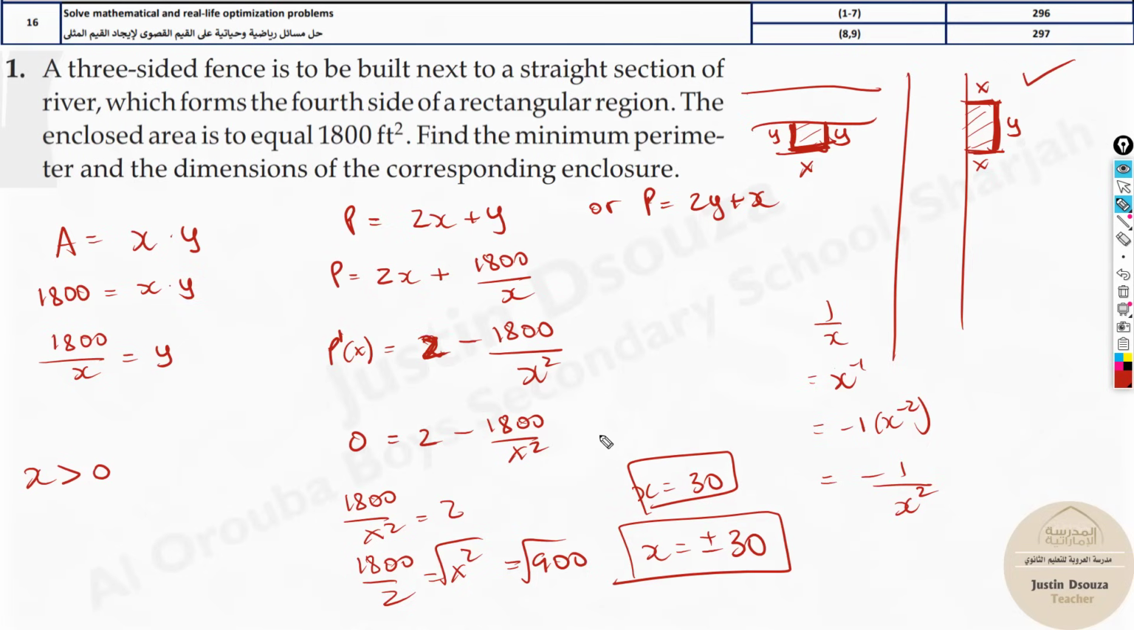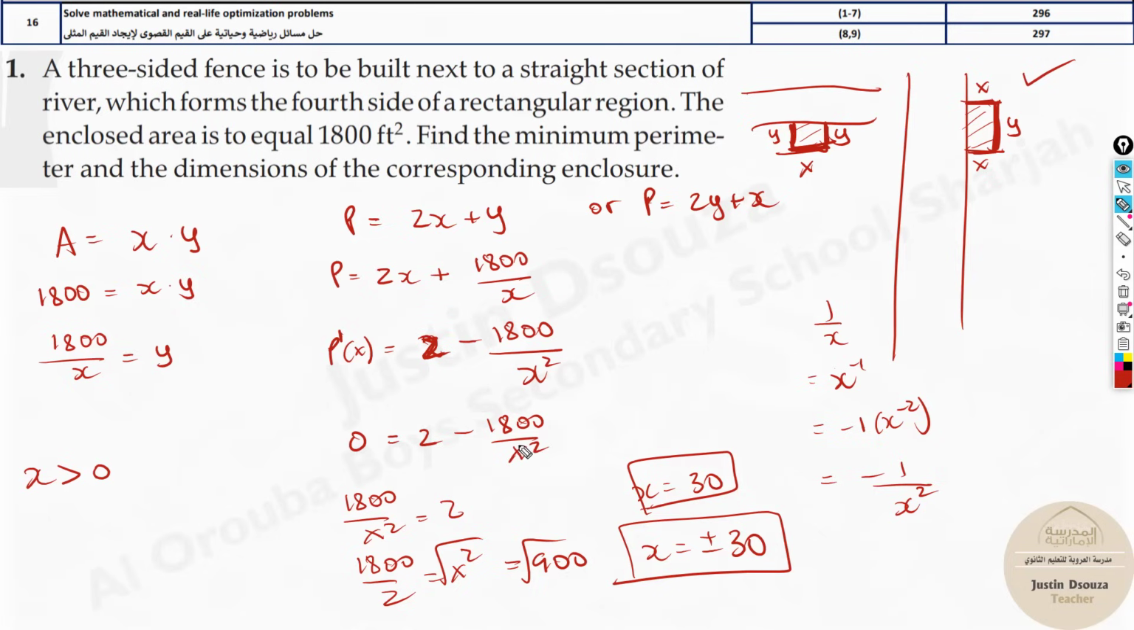And there are no endpoints over here. x can be greater than 0 until any point. So that's fine because we have no clue what the x is, right? So now we need to find the minimum perimeter. In fact, in almost all the problems, we can just take this as the minimum perimeter value. So x must be 30 and then you can find y.